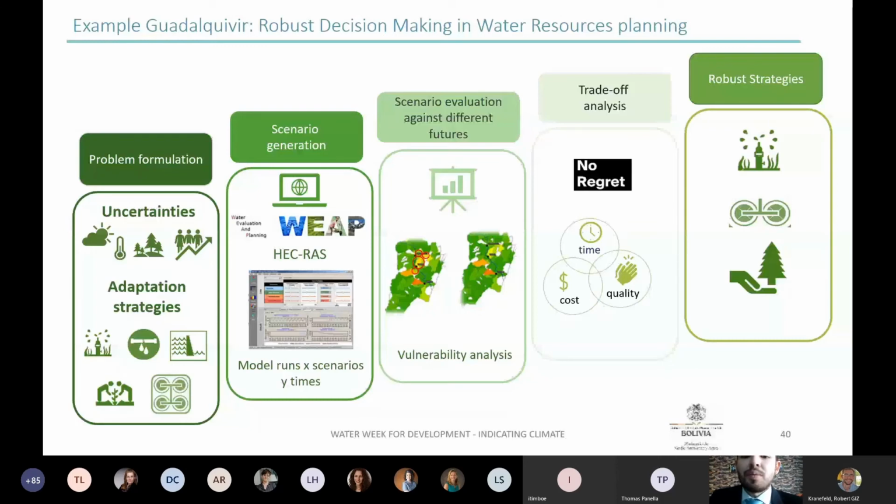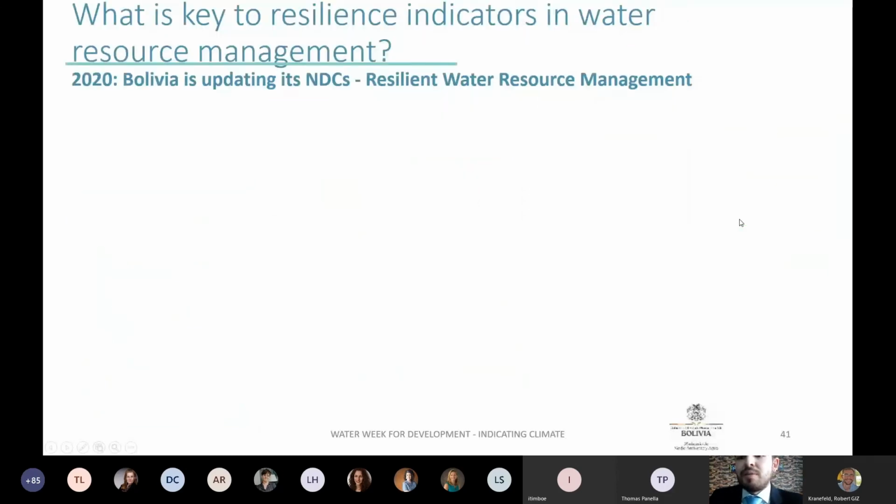We have to do a prioritization of the strategies we saw before. So we get to the robust strategies. Here, for example, the results in the Guadalquivir basin are efficient irrigation, wastewater treatment, and ecosystem conservation, which were prioritized through this analysis. So this is how we made the robust strategy for the Guadalquivir basin.